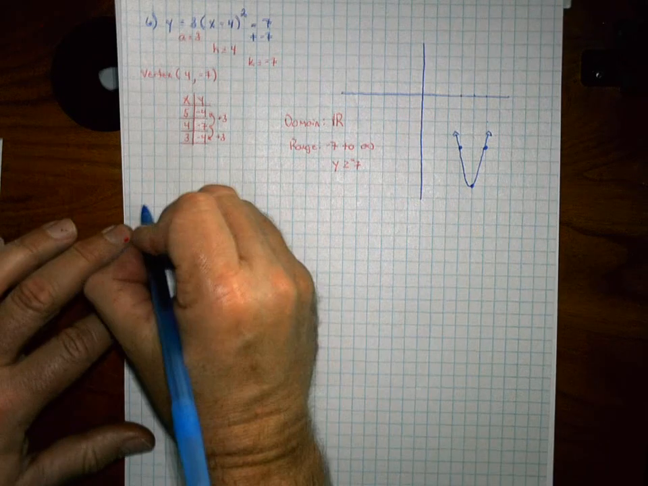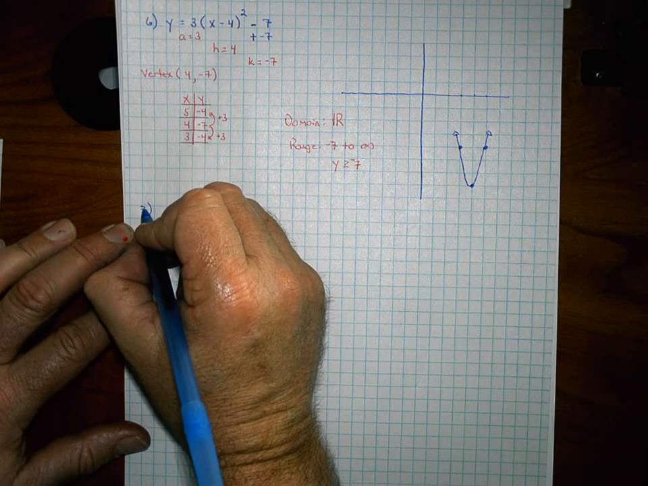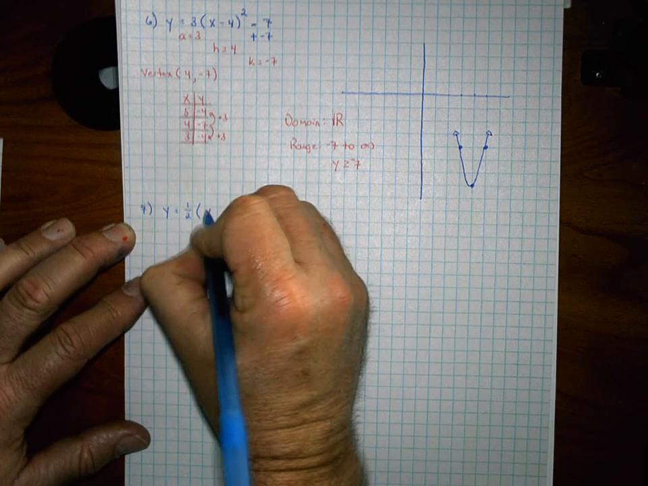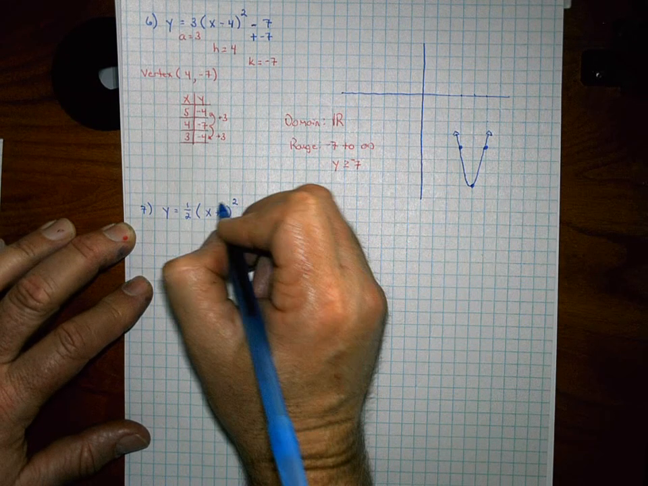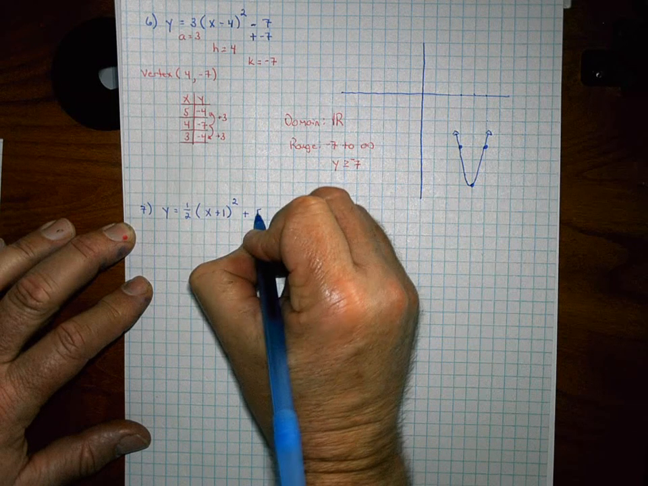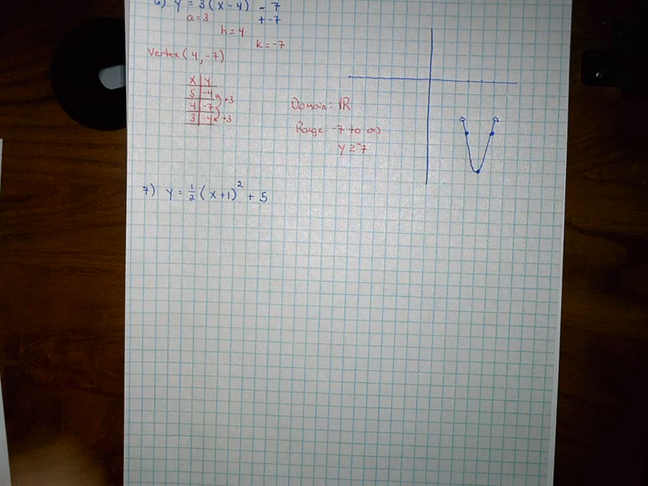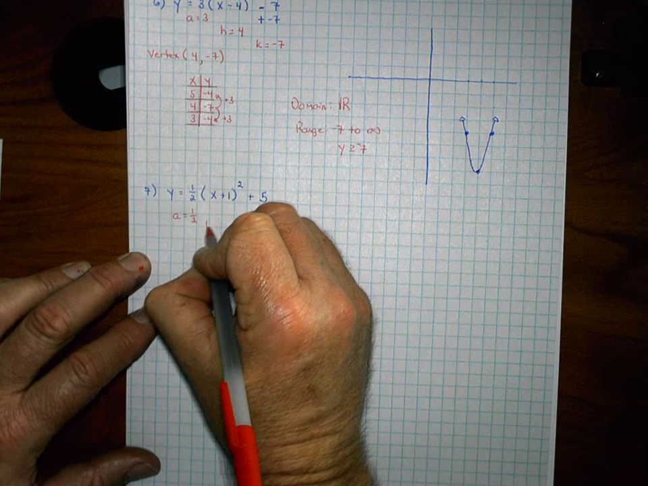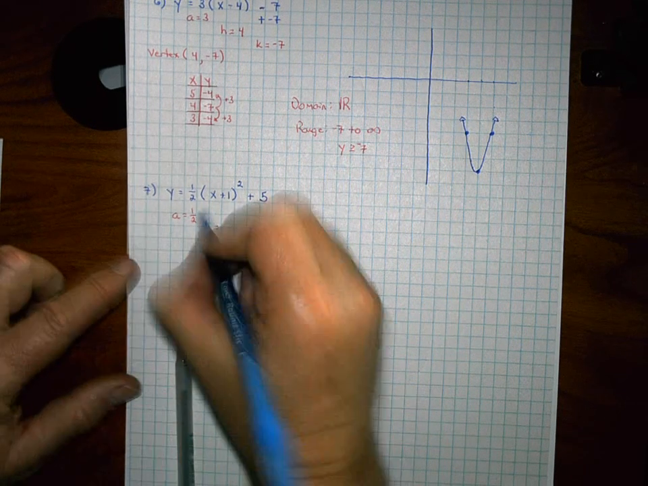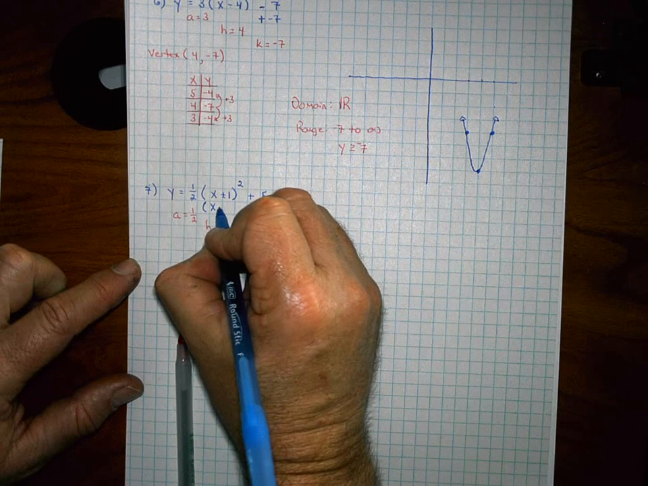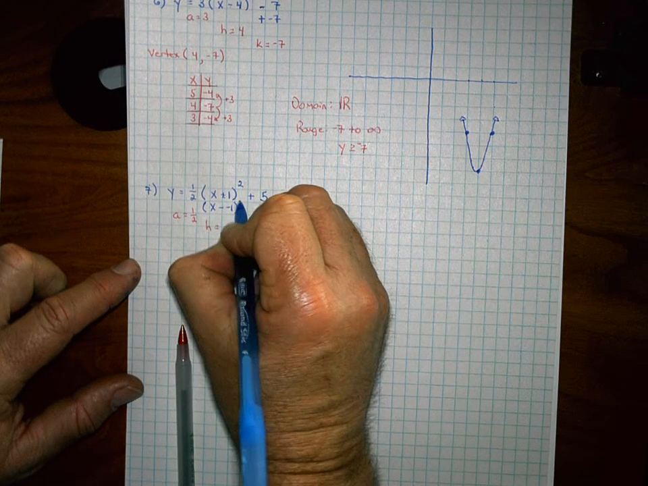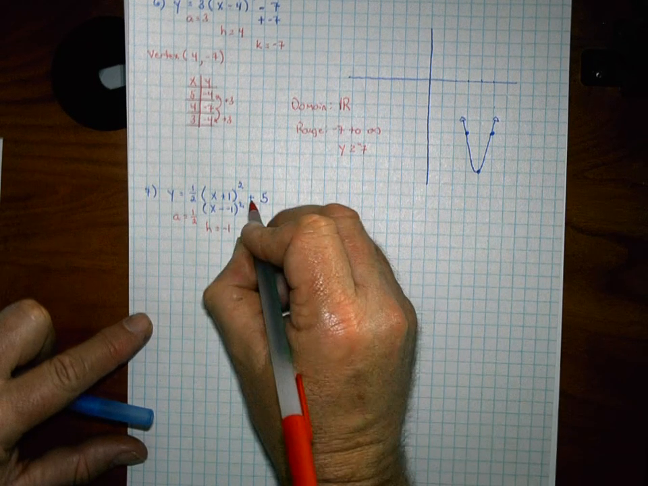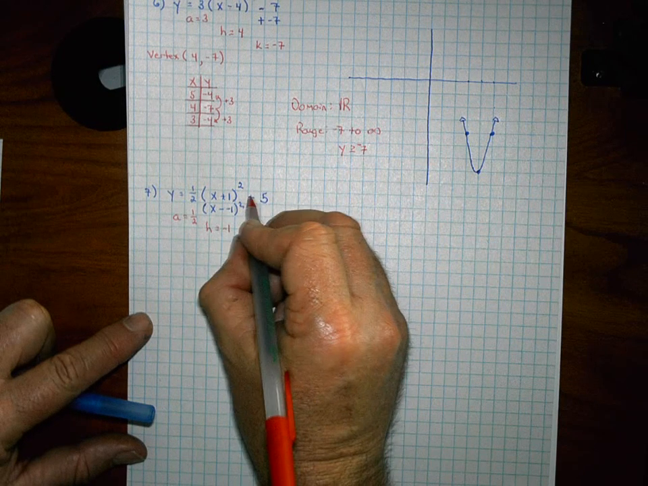Okay, last problem, number 7. So number 7 was y equals 1/2 quantity x plus 1 squared plus 5. Okay, so number 7 is in vertex form. So the a value is going to be 1/2. The h value is going to be the number inside the parentheses after the subtraction symbol. So we have to think of plus 1 as minus 1. So my h value is negative 1. And then my k value is the number after the addition sign outside to the right of the parentheses, 5.